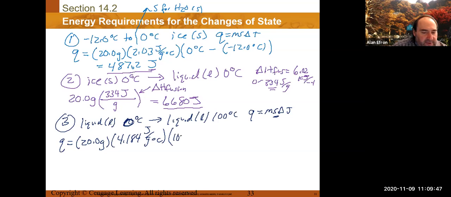Our final temperature is 100 degrees Celsius. Initial temperature is 0, and that will get us something like 20 times 4.184 times 100 gives us something like, I think, 8368 joules at this point. Any questions up to that point there?